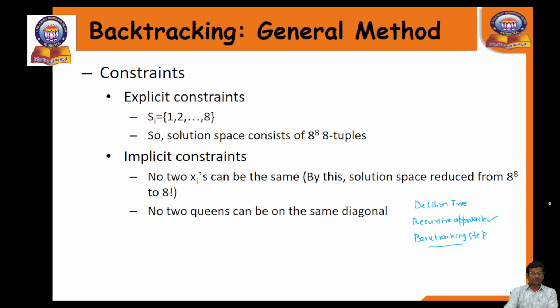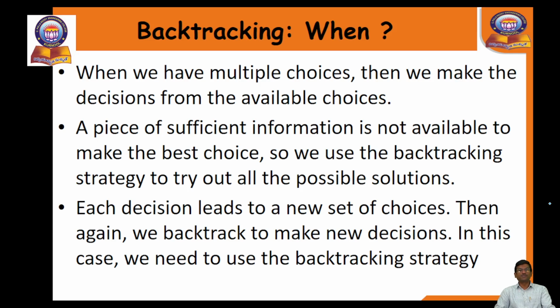And now, when to use the backtracking concept? When we have multiple choices, then we make the decision from the available choices by satisfying the respective constraints, and sufficient information is not available to make the best choice. So we use the backtracking strategy to try out all the possible solutions.